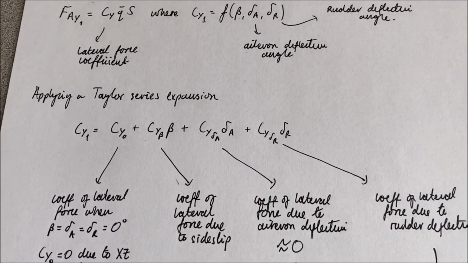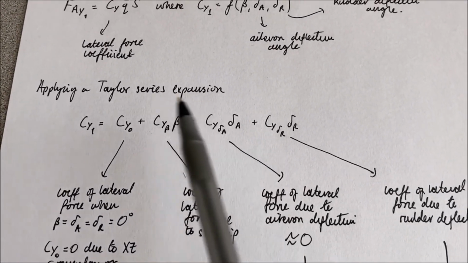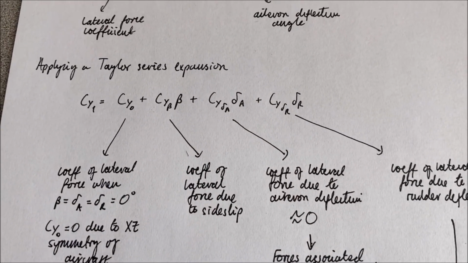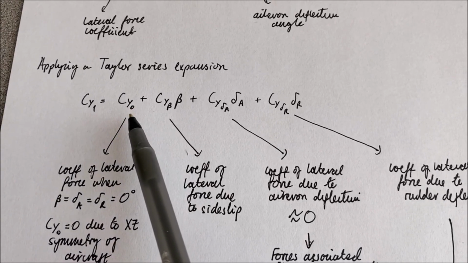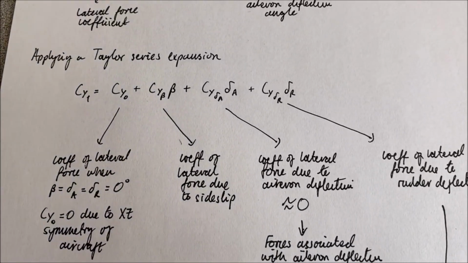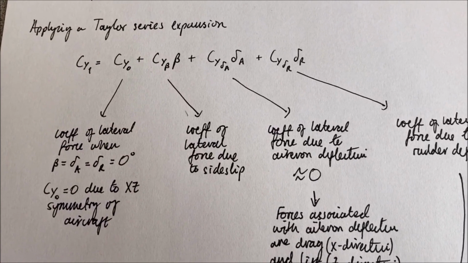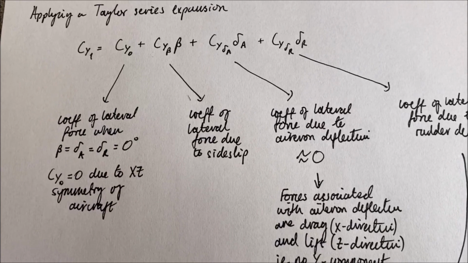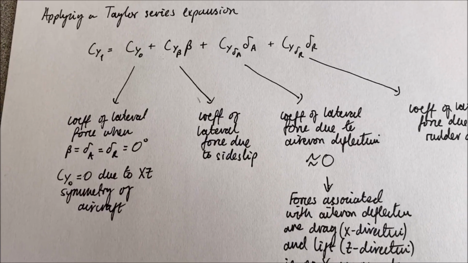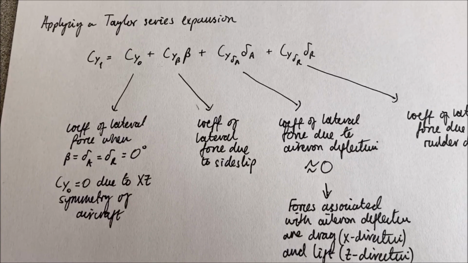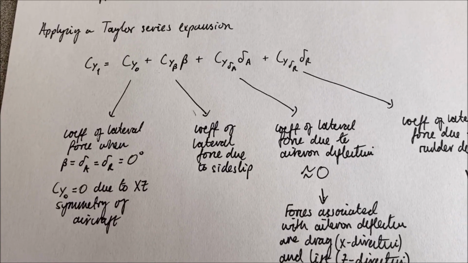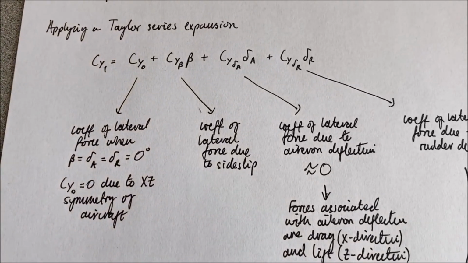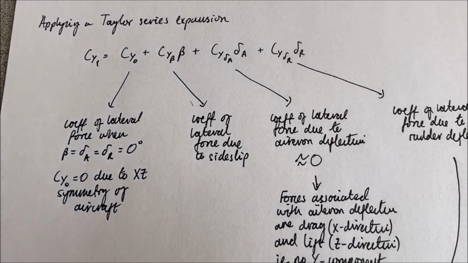As always, we can apply a Taylor series expansion to get this, where now we have all of these coefficients of lateral force. This first one here is the coefficient of lateral force when the side slip angle, the aileron deflection angle, and rudder deflection angle are all 0. And that's equal to 0 because if we have no side slip angle and the ailerons and rudder are all centralized, then we have no side force on the aircraft because of the symmetry of our aircraft, right?